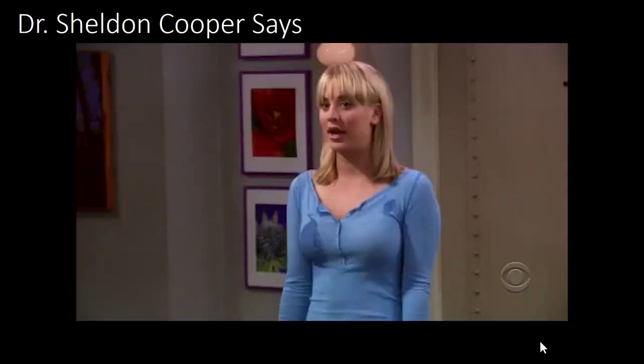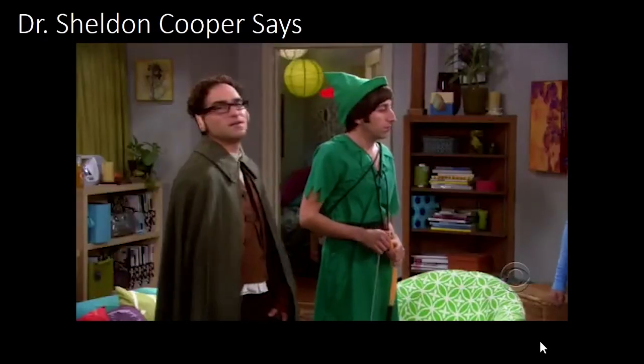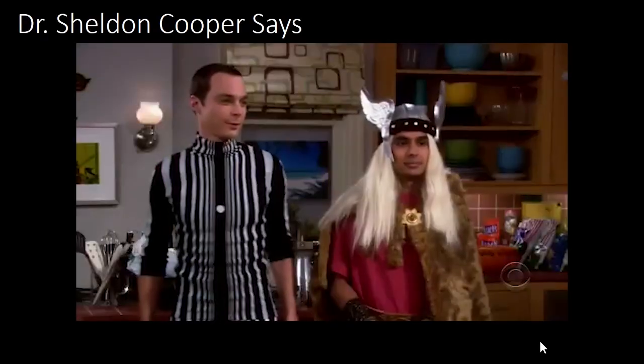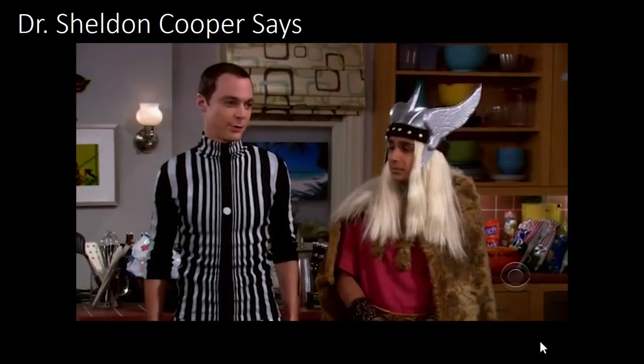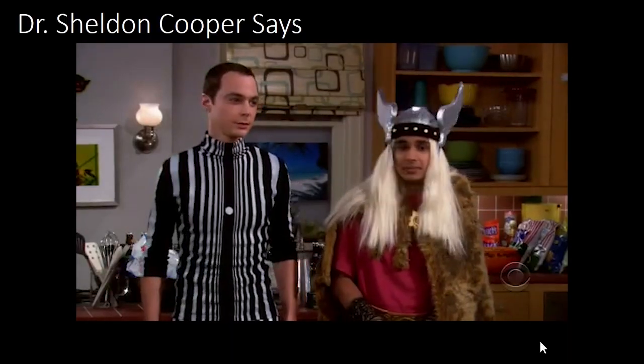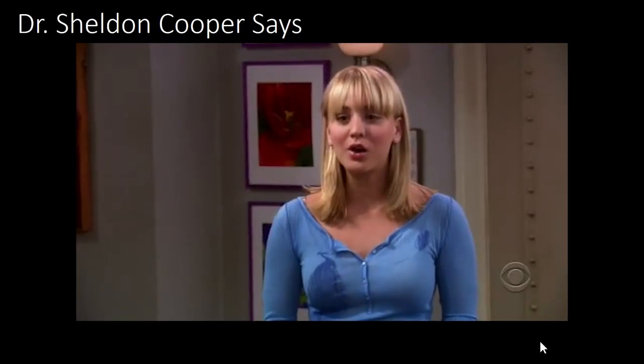Listen to Dr. Sheldon Cooper. Hey, what's Sheldon supposed to be? Oh, he's the Doppler effect. Yes. It's the apparent change in the frequency of a wave caused by relative motion between the source of the wave and the observer. Oh, sure, I see it now, the Doppler effect.